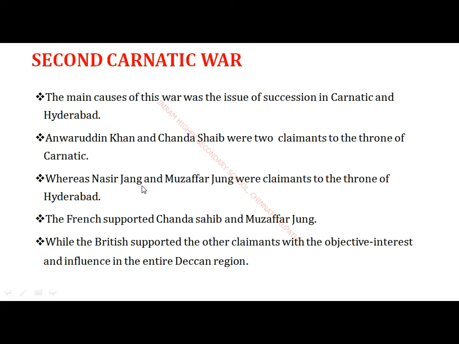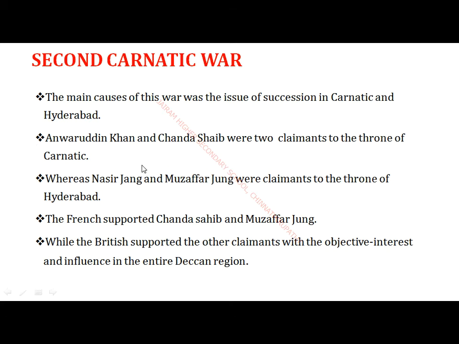If there are enemies, then automatically the enemies' enemy is a friend to the opposite side, isn't it? The same way it happens here. So Nazir Jung is supported by the Britishers, and against Muzaffar Jung, he got support from the French side. Okay, as you go to Anwaruddin Khan, here too he got support. So one thing has to be noted, children: Nazir Jung and Anwaruddin were supported by the Britishers; Chanda Sahib and Muzaffar Jung were supported by the French.